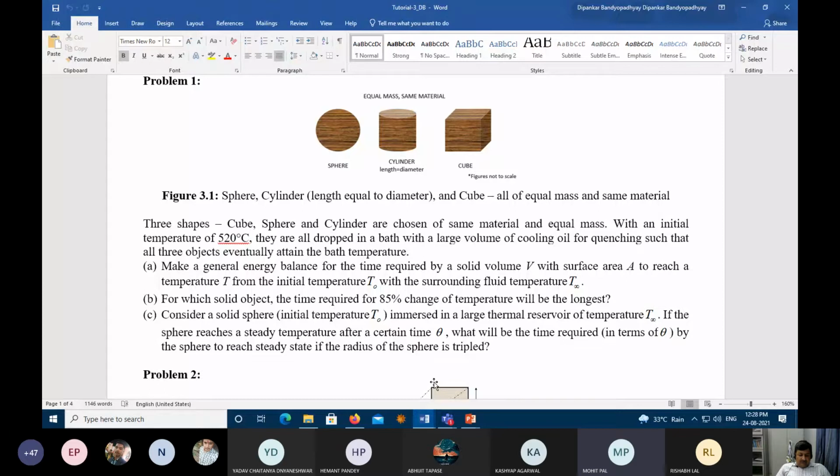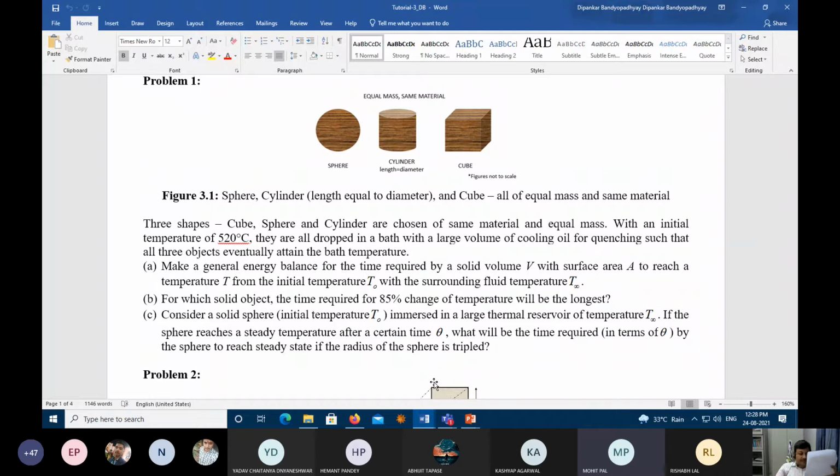Right? Now the third question. What is the third question? Can you read? Okay. Consider a solid sphere with initial temperature T naught and immersed in a large thermal reservoir of temperature T infinity. If this sphere reaches a steady temperature after the time theta, what will be the time required, in terms of theta, by the sphere to reach steady state if the radius of the sphere is tripled? Right.